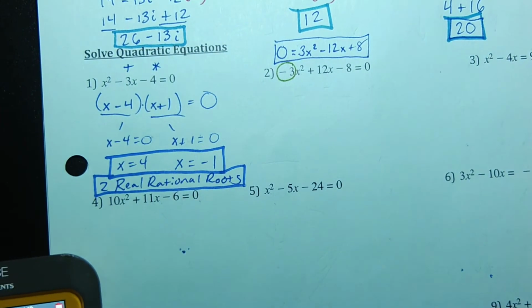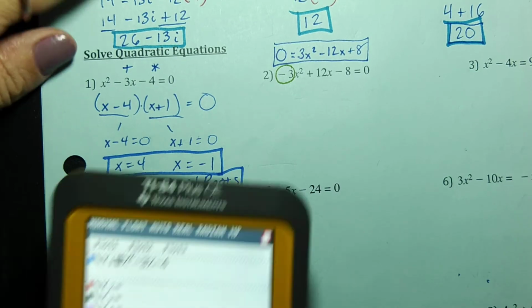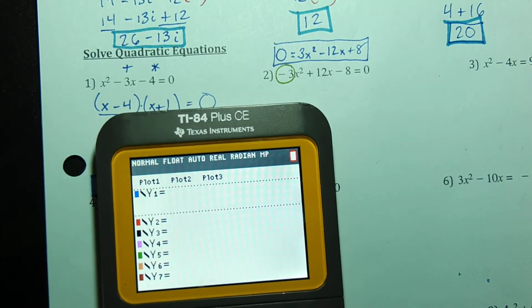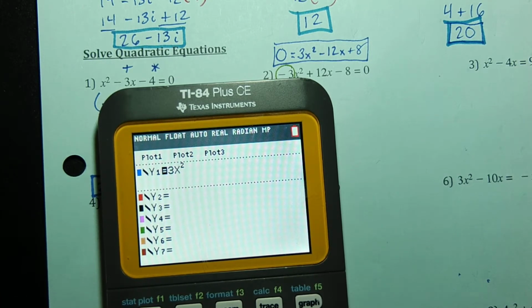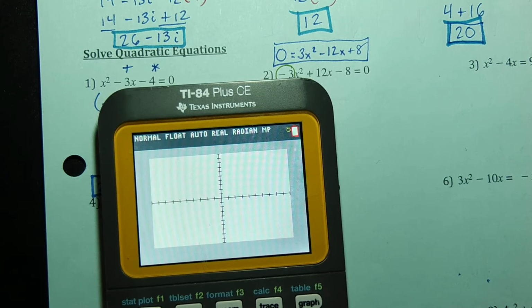Can I take out a GCF? Nope. Do I really want to try to use the X method on this one? I can, but let's just see what the graph looks like. So go to your y equals and type in 3x squared, arrow over to escape the exponent, minus 12x plus 8. I look at the graph.